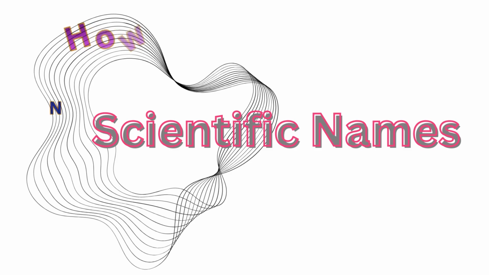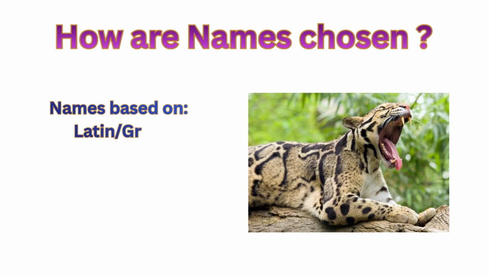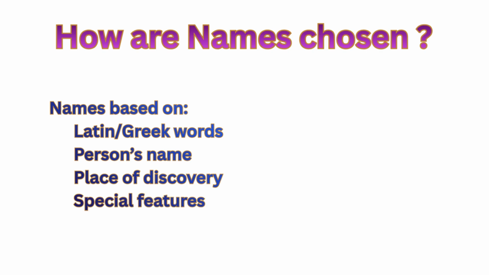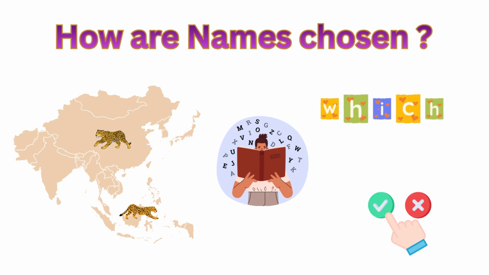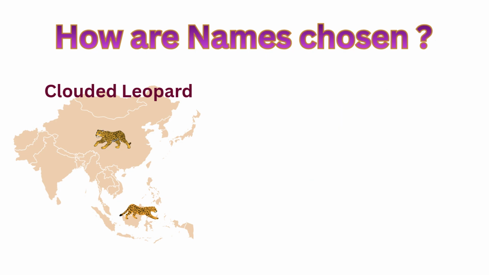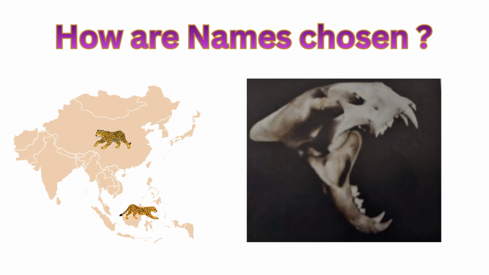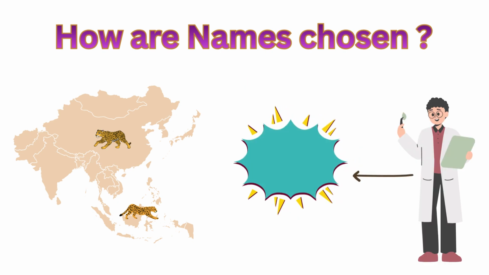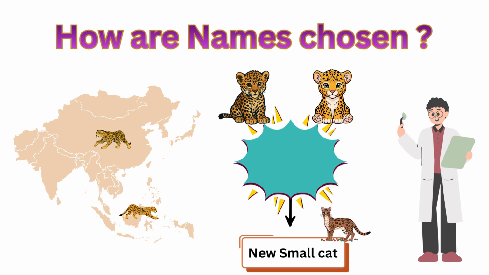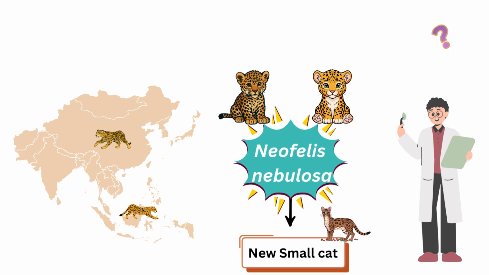Scientific names can come from Latin or Greek words, from the place the organism was discovered, from unique traits, or to honor a scientist. It was difficult to decide which first name the clouded leopard should have. They purr and roar. Their skull looks like a big cat's but is much smaller. The scientists solved this problem by giving them a first name of their own, Neofelis, meaning a new small cat. Their second name is nebulosa, which is Latin for cloudy.